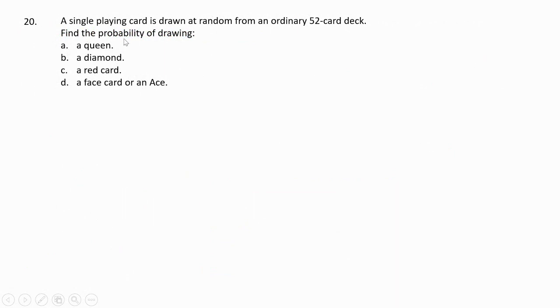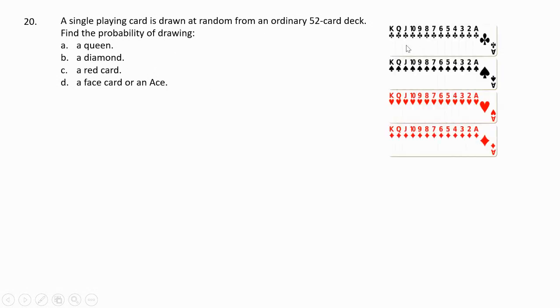So this is going to be probabilities. A single playing card is drawn at random from the ordinary 52 deck. Find the probability of drawing a queen, right? So this is for the people that don't know how the cards look. There are going to be 4 suits in a 52 deck of playing cards. These are called the clubs, which are 13, the spades, which are 13, the hearts are also 13, and diamonds are also 13, a total of 52. If you notice, there's 26 black cards and 26 red cards.